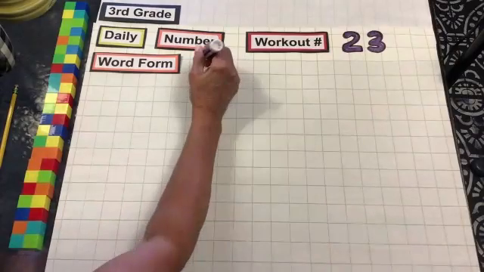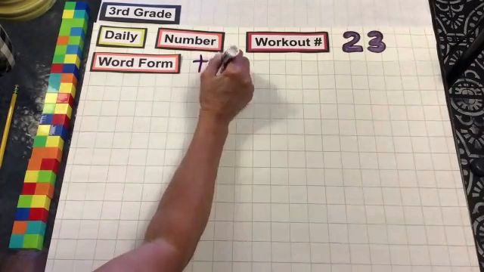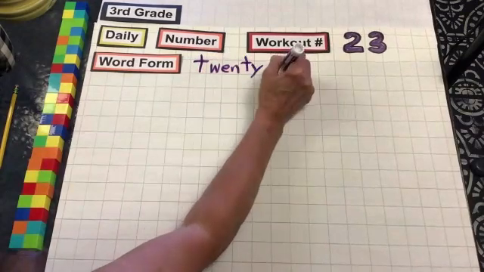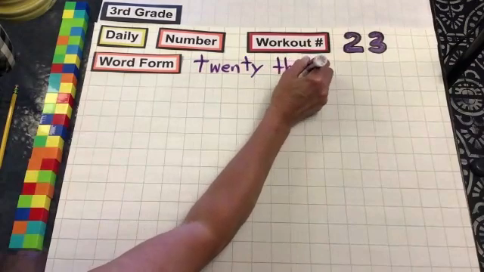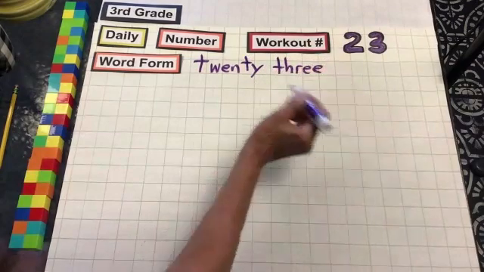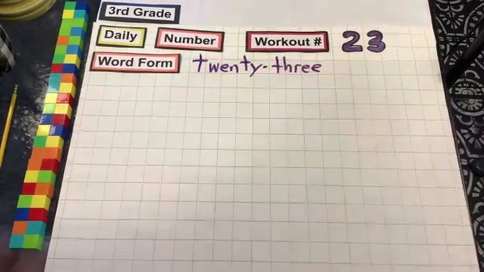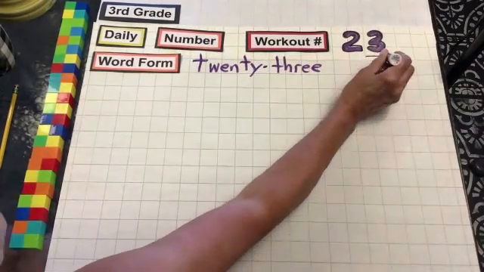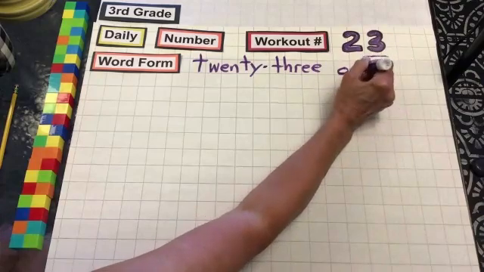the word form. So we're writing twenty-three. It is two words, twenty-three. And sometimes you see it with a hyphen in between, twenty-three. And since it has a 3 in the ones place, it is odd.